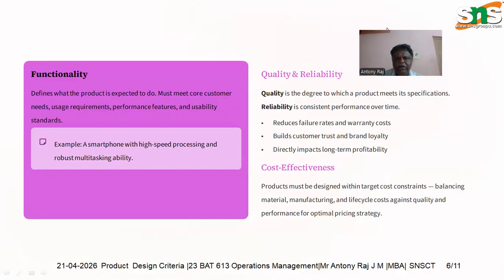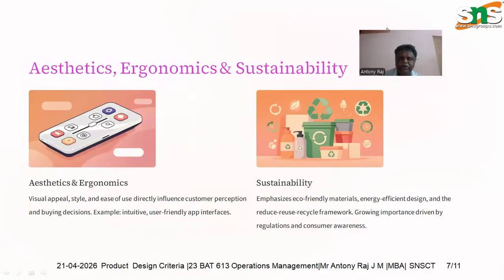And quality and reliability is actually, any product has got some specifications. Quality is the degree to which a product meets the specification. And reliability is actually, the product should perform very consistently over a period of time. And cost effectiveness, there's no point in developing a product where the cost is going to be very high, because at the end of the day, it is going to get passed on to the customer and the customer is not going to buy. So any product design criteria should be very cost effective.